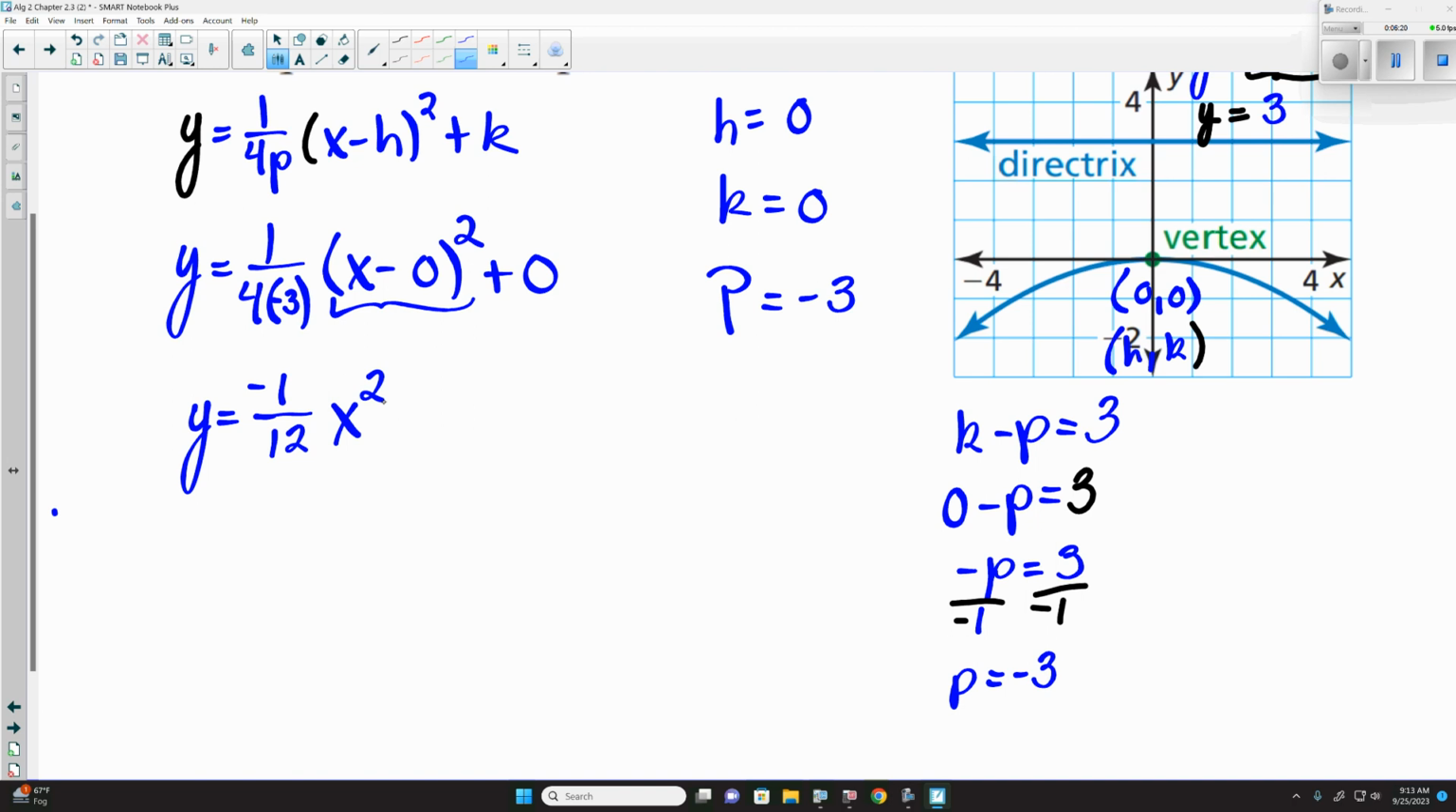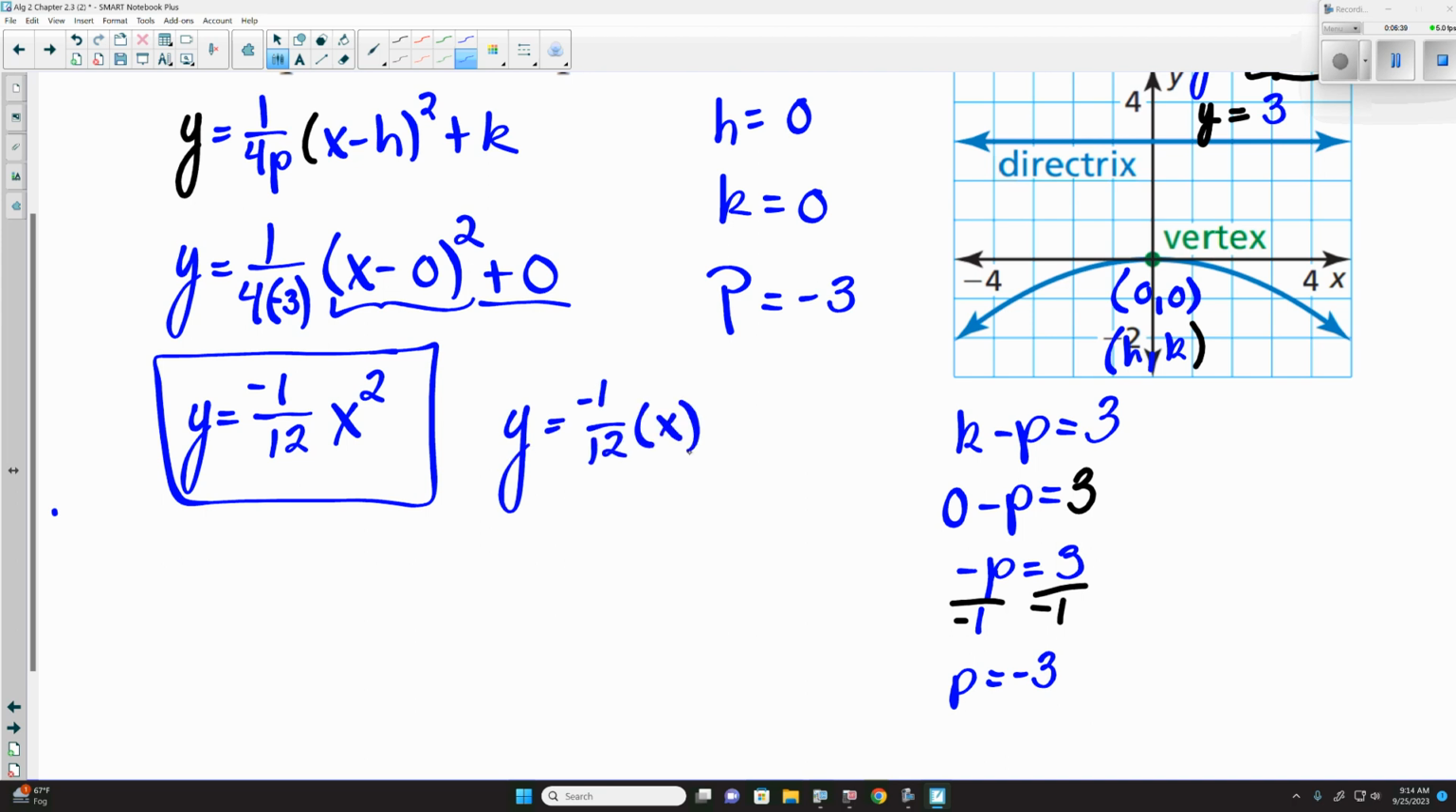So if it had been 2x inside the parentheses, we'd have to square both terms, which would have given us 4x squared. But in these cases, we won't have that. And the plus 0 doesn't add anything. But this would be the final answer. Now, if you did leave it as y equals negative 1/12 times x squared with the parentheses, that is still correct. That is fine. We can have it in either form. Questions on this here? Are you ready for the next one?